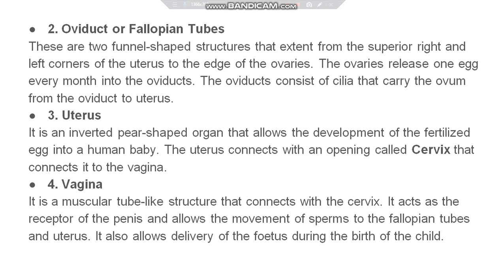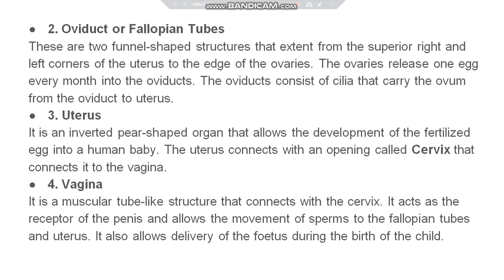Oviduct or fallopian tubes. These are two funnel-shaped structures that extend from the superior right and left corners of the uterus to the edge of the ovaries. The ovaries release one egg every month into the oviducts. The oviducts consist of cilia, hair-like structures that carry the ovum from the oviduct to the uterus.